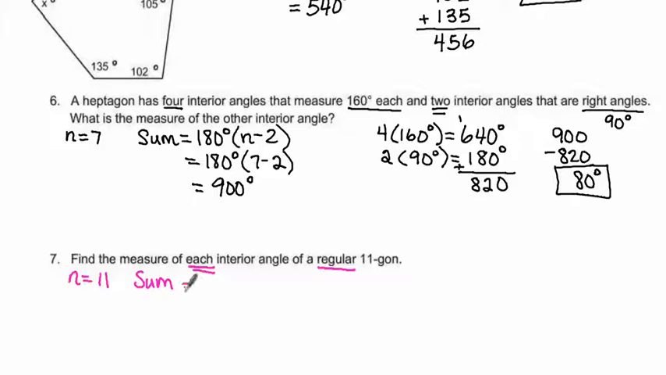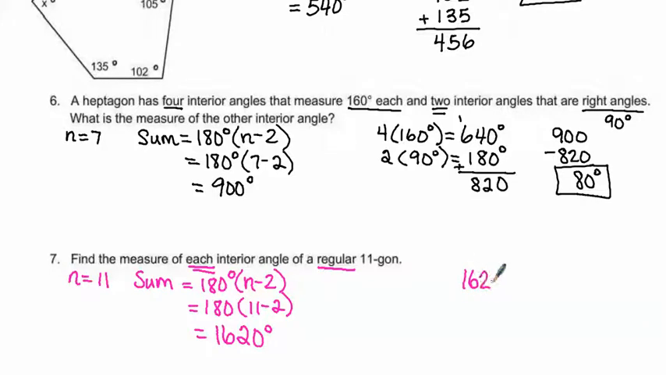All right, so the sum is 180 degrees times n minus 2. Substitute in your value of 11. So 9 times 180 gives us 1620. And remember, that's all 11 angles added together. Because the polygon is regular, we know all 11 angles have to have the same measure. So we'll take 1620 and divide it by 11. You're dividing by n to determine the measure of each angle.